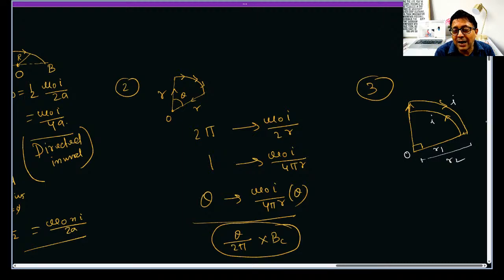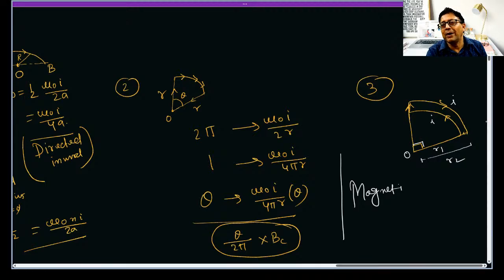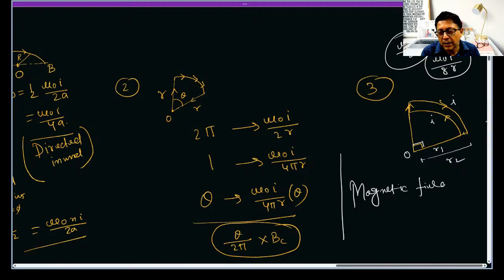So magnetic field at O, this is 90 degrees we said. For the whole wire, it is mu 0 I by 2r. So for this portion, it will be mu 0 I by 8r. Isn't it? You divide the result by 4. So magnetic field at O.